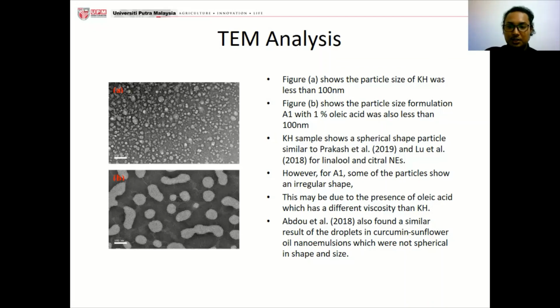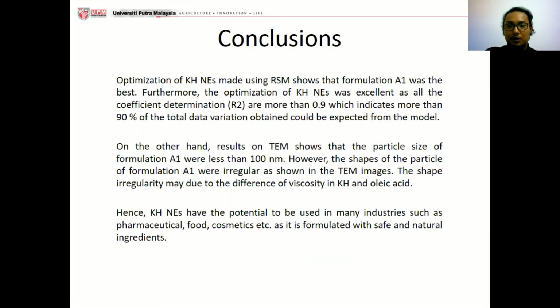However, for the formulation that I get, which is A1, some of the particles show an irregular shape. This may be due to the presence of oleic acid, which has different viscosity than fluid honey. There is a similar research, which is Abdu et al. 2018. Their result is that the droplets of their curcumin sunflower oil nanoemulsions also have a non-spherical shape and size.